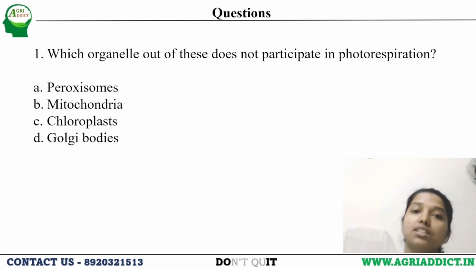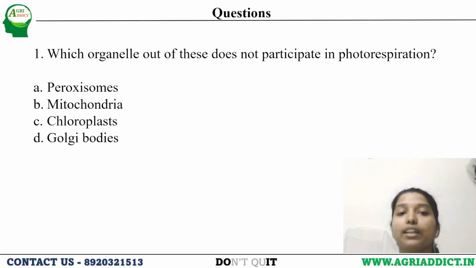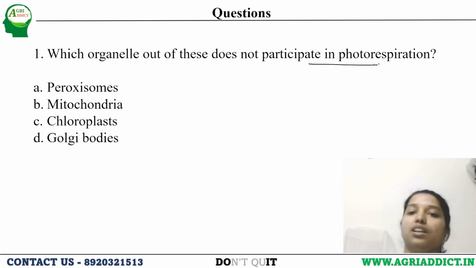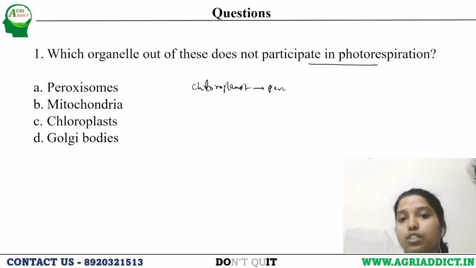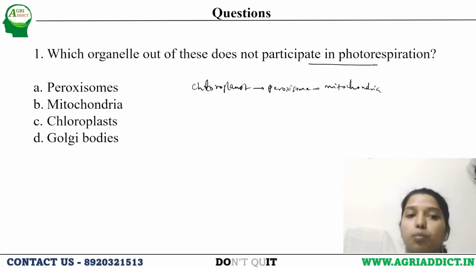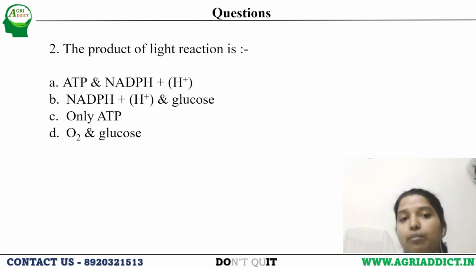Next, ready for questions? Which organelle out of these does not participate in photorespiration? We just studied. The organelles are chloroplast, peroxisome, and mitochondria. These three are there. So which is not involved? Golgi body. These kinds of questions will be asked to you.